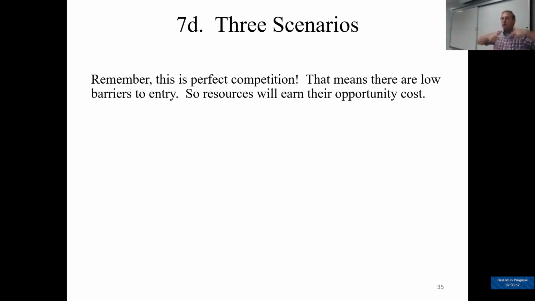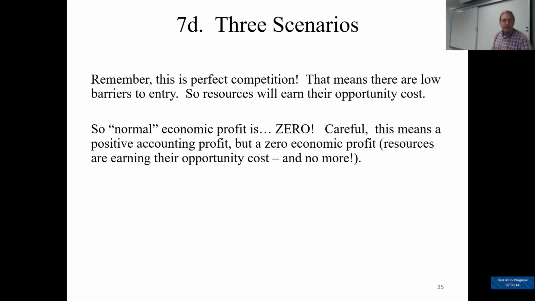And by joining in, you're going to increase the supply in the market, which is going to drive the price down. So suddenly my super profits are going to fall as my price falls. And eventually, we're going to get to a point of normal economic profit. Normal economic profit is zero. That doesn't mean you're not making any money. It just means that your resources are not earning more than they could somewhere else. They're earning their opportunity cost.